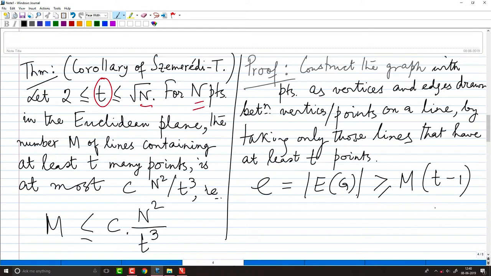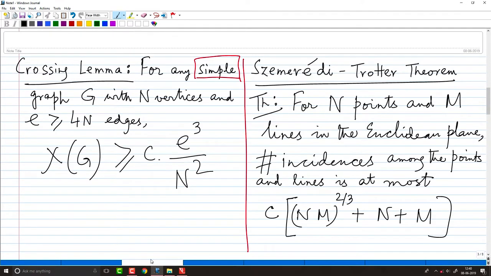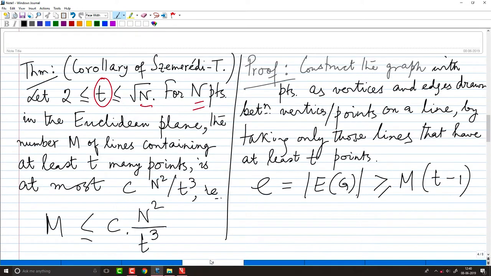Now, the way I have formed this graph, there is no guarantee that this number of edges is more than 4 into capital N. This one, m lines, each line has t points. So, the way I formed the edges was like this, no? These were my edges. Agreed now? So, t points are on the line, so per line you will have t minus 1 edges, m lines. So, at least m into t minus 1, rough counting. Okay.